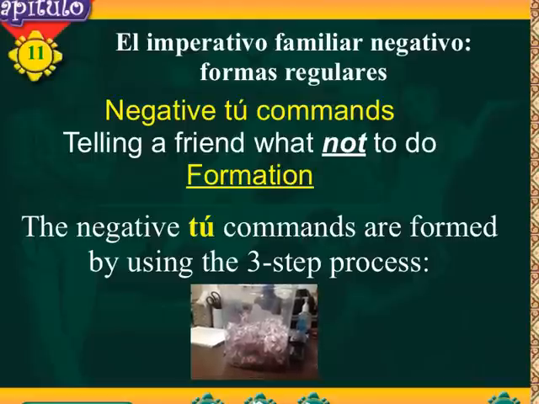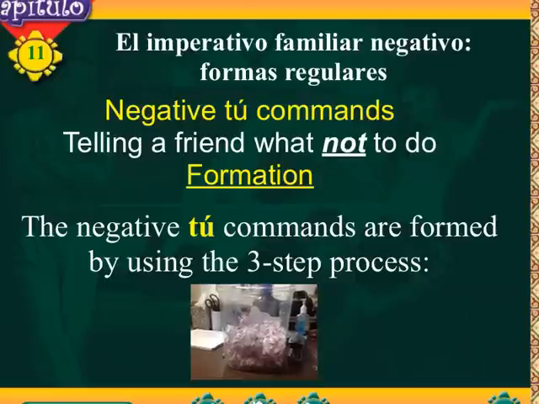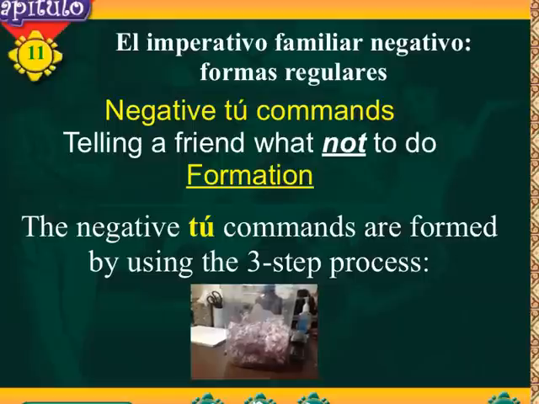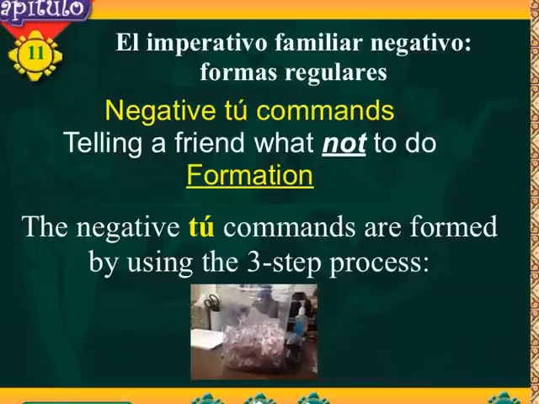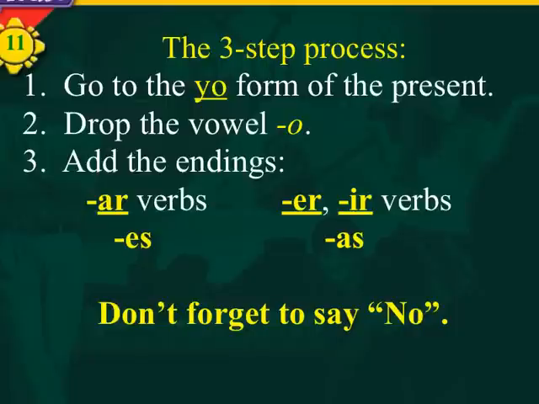Please make sure that you get to know the three-step process, because not only are we going to use it for the negative tú commands, we will be using it for the other type of commands too. The only type of command that doesn't use the three-step process is the affirmative tú commands, which you now know uses the él, ella, usted form of the present tense. So, Class A, here's the three-step process.